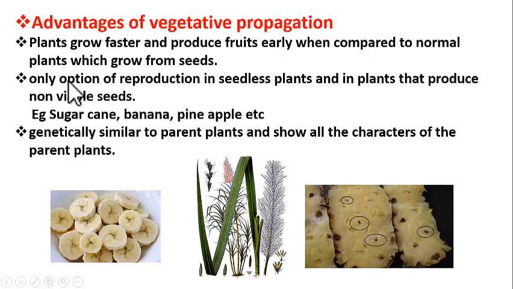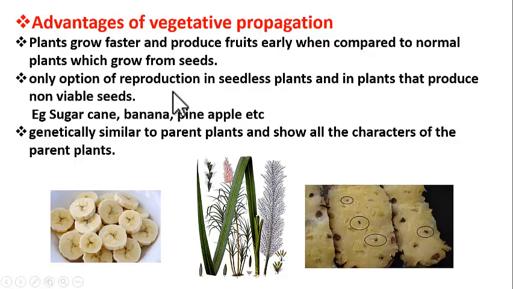Then this is the only option of reproduction in seedless plants and also plants that produce non-viable seeds. So for instance, sugarcane, it produces non-viable seeds. Even banana does not have seeds at all. Pineapple, they have non-viable seeds, means seeds which are not capable of germinating. So in such plants, the only option is vegetative propagation.